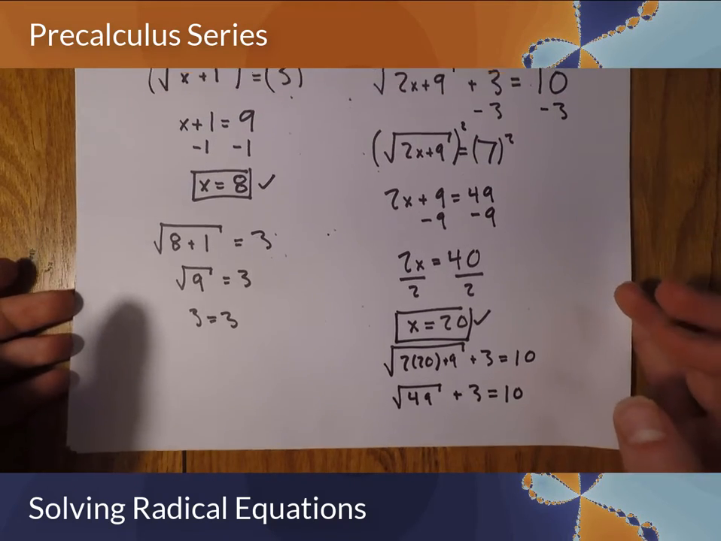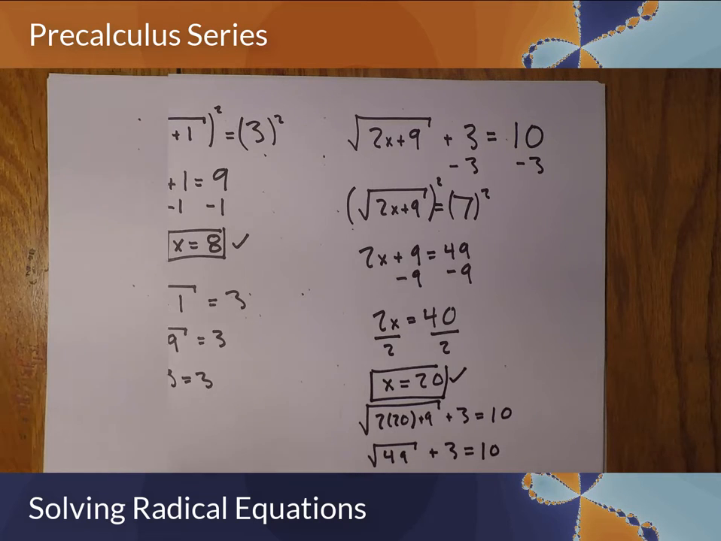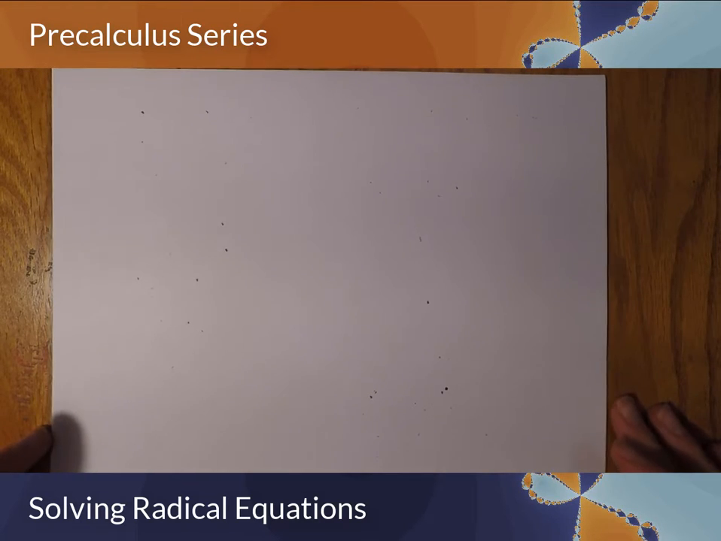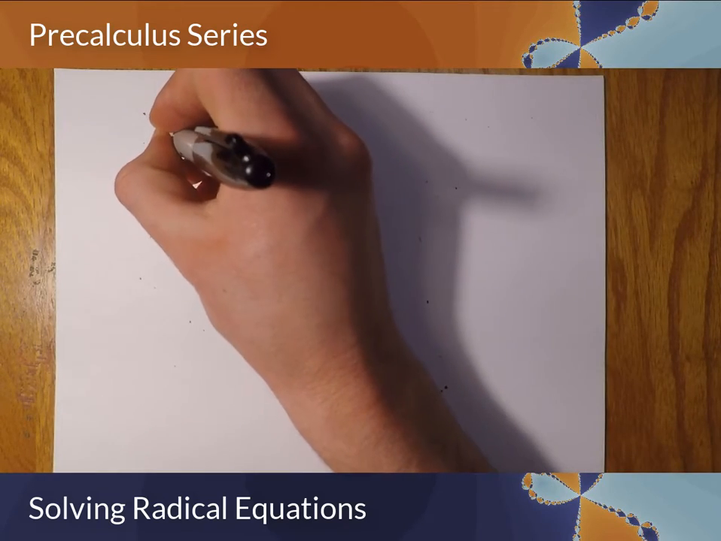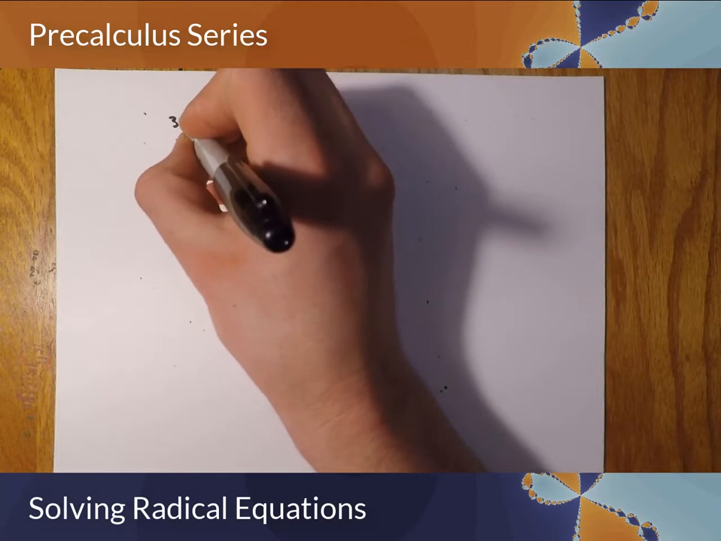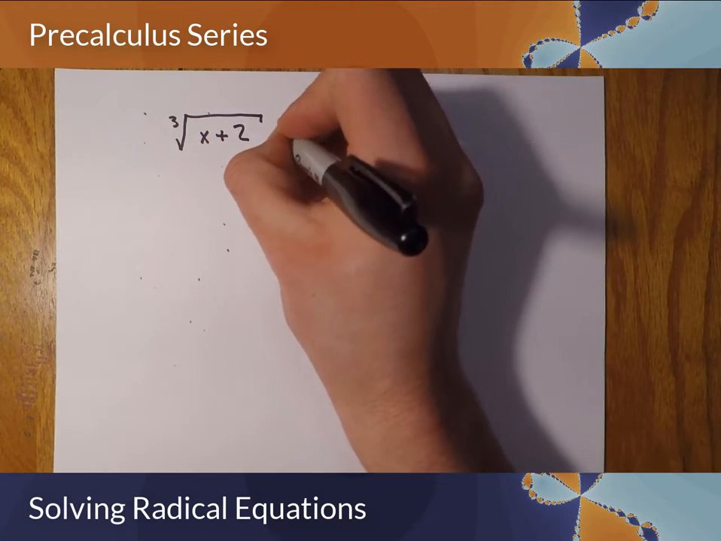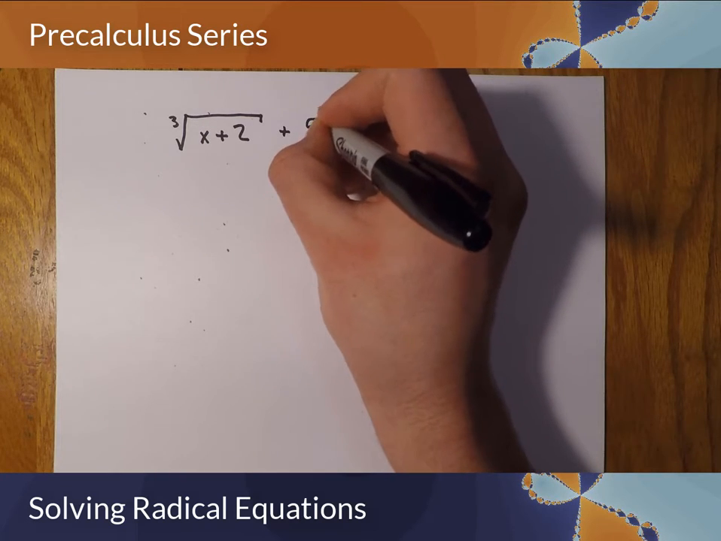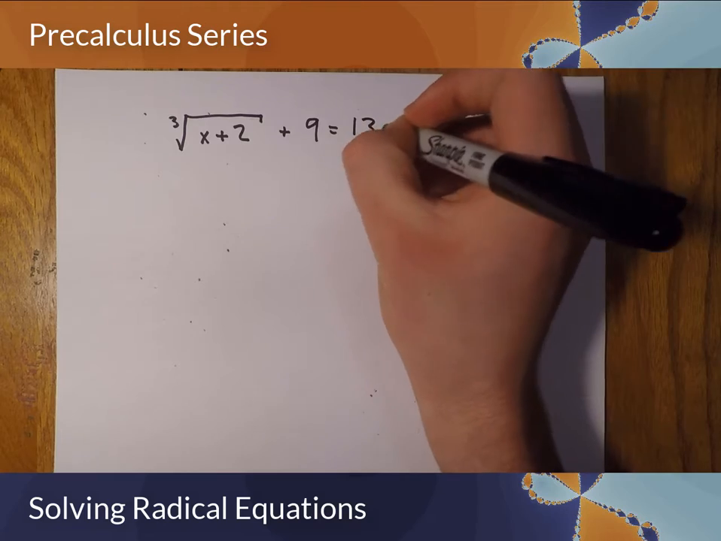All right. So now that we have the basics, let's move on to some harder examples. So for our next example, we're going to get a little bit harder. So let's just say we have the cube root of x plus 2, plus 9 equal to 13.